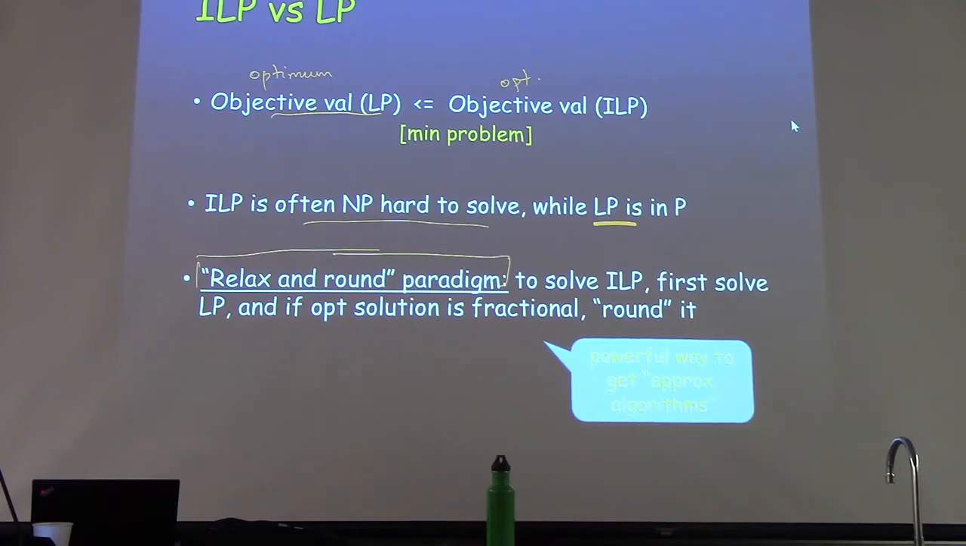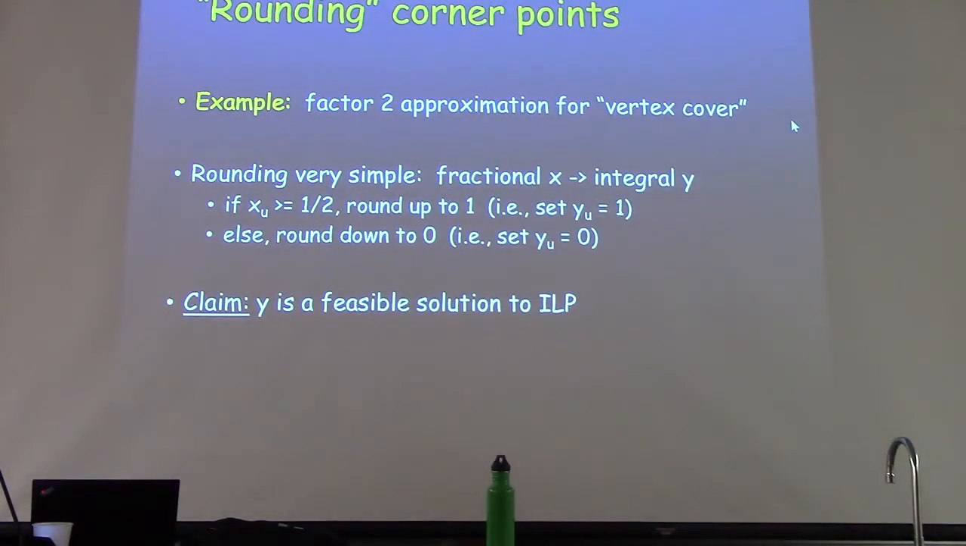Okay, so this is the paradigm, and the example we saw last time was vertex cover, right? For vertex cover, you have these two programs, and you solve the linear program on the right, and you get some fractional solution x. And we described a rounding procedure that starts with any fractional solution x and comes up with an integer point y. The rounding we saw was very simple: you round coordinate by coordinate.